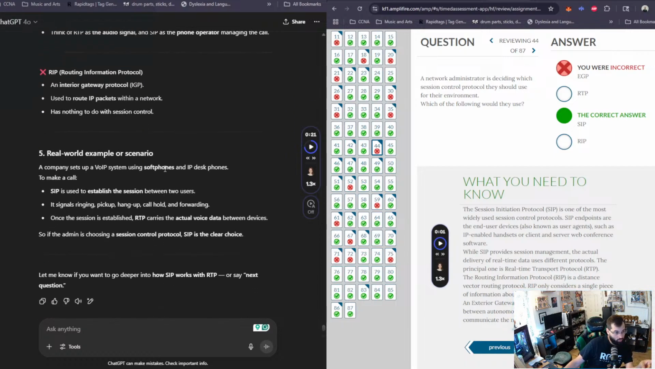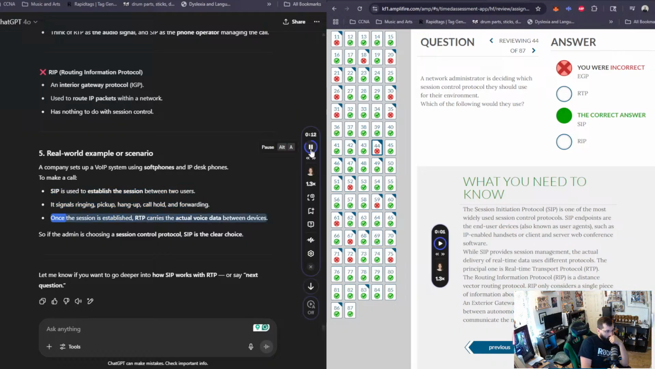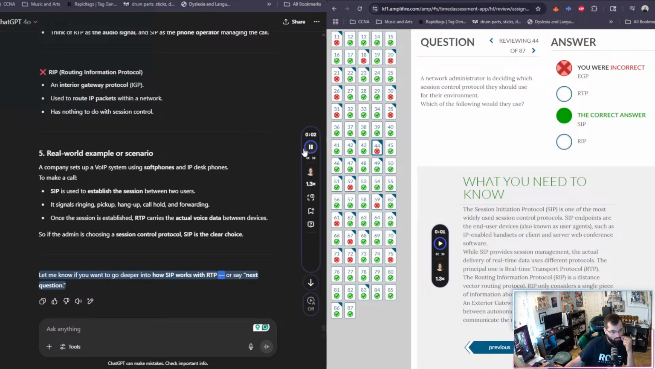We're going to do the real-world example, then we're going to read the question again and make it all connect. Real-world example or scenario. A company sets up a VoIP system using soft phones and IP desk phones. To make a call, SIP is used to establish the session between two users. It signals ringing, pickup, hang up, call hold, and forwarding. Once the session is established, RTP carries the actual voice data between devices. So if the admin is choosing a session control protocol, SIP is the clear choice. Let me know if you want to go deeper into how SIP works with RTP, or say next question.